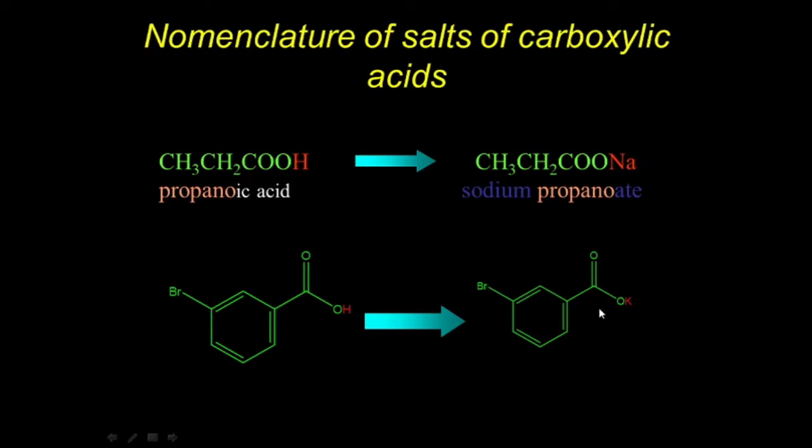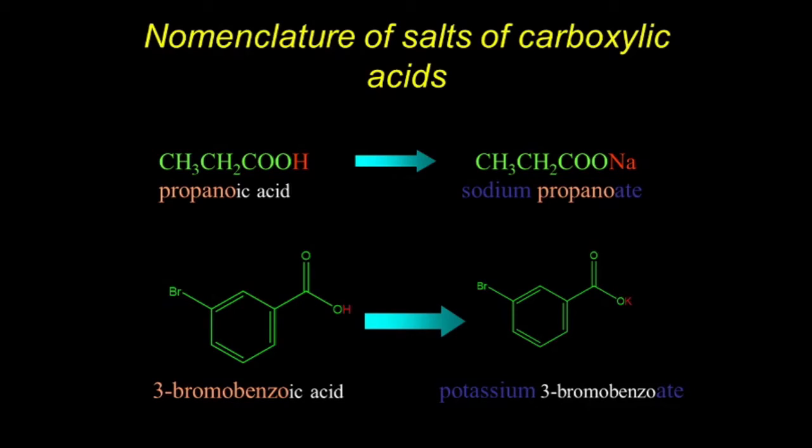So, to name the potassium salt of this acid, we have to name firstly this acid. It is 3-bromobenzoic acid, yes. Bromine atom is attached to third carbon atom. So the potassium salt of this 3-bromobenzoic acid will have the name potassium 3-bromobenzoate.